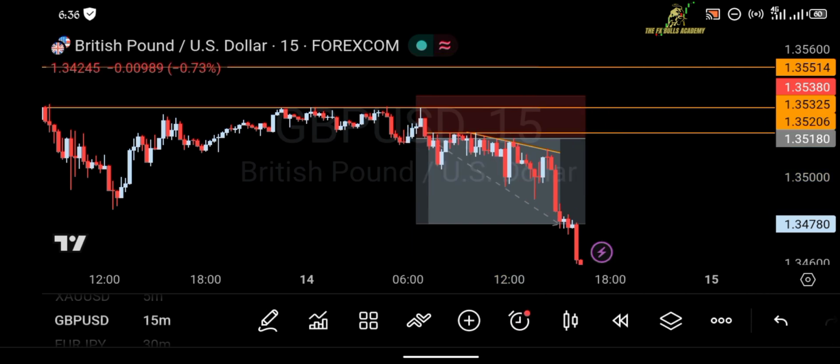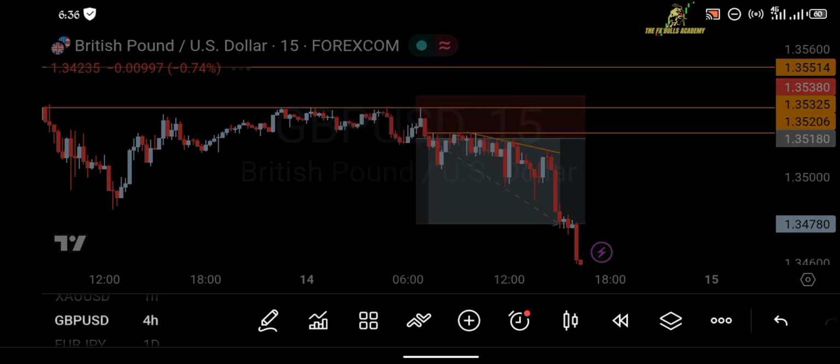So this trade, I caught a GBP USD sell with my Telegram channel. We took this trade around the London session. I caught this trade with my Telegram channel during the London session, and it was a sell on GBP USD. So let's go to the higher time frame to analyze this for you guys.